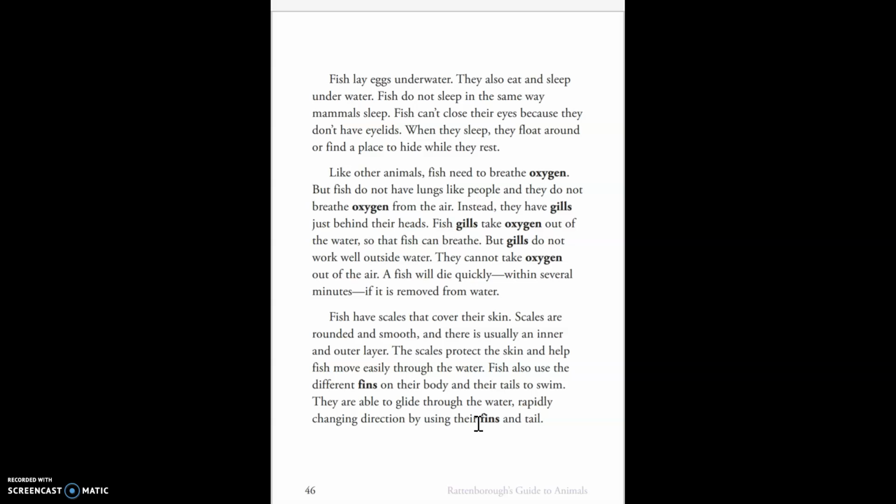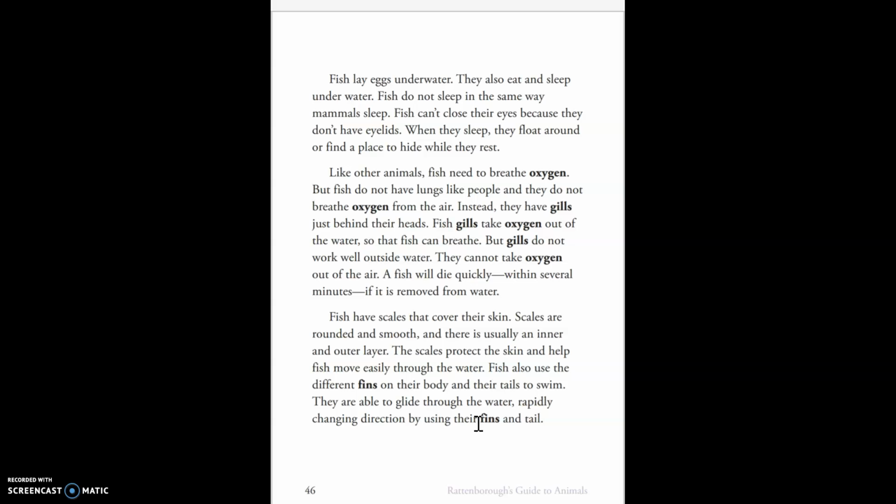Fish lay eggs underwater. They also eat and sleep underwater. Fish do not sleep in the same way mammals sleep. Fish can't close their eyes because they don't have eyelids. When they sleep, they float around or find a place to hide while they rest.